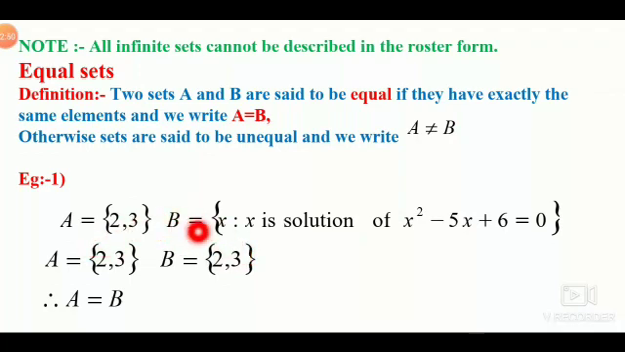If we compare A and B, they have the same number of elements. Therefore, in this case, we can say that A is equal to B. Therefore, this is one of the important questions or examples to show that both the sets are equal.